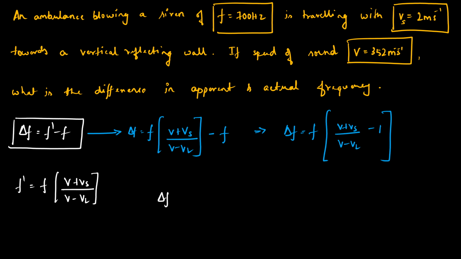So it is going to be delta F is equal to F multiplied by, here let me multiply these two over here, taking the LCM. So this is going to be V plus Vs. Negative sign and V, it is going to be minus V. Negative sign and VL, it is going to be minus VL. Yes, is this what we'll be having?